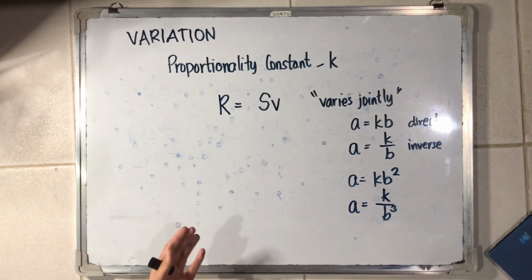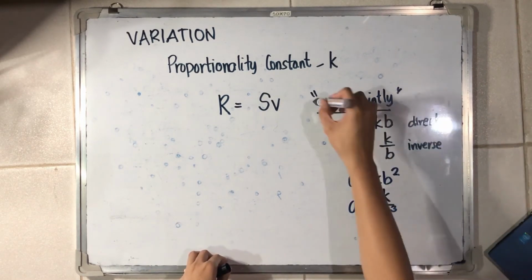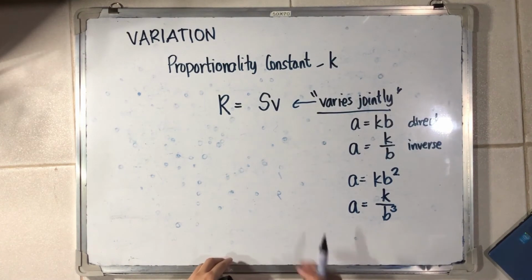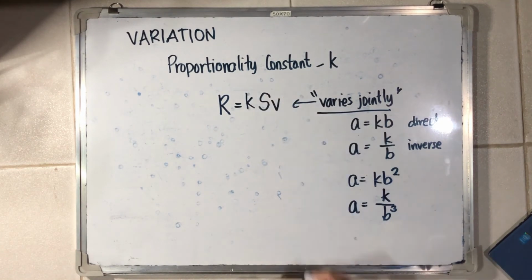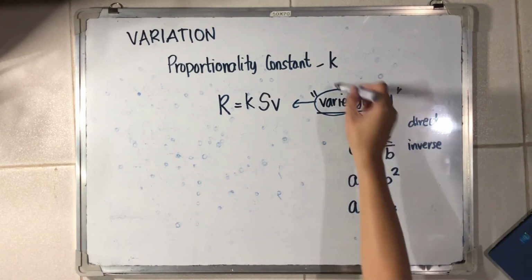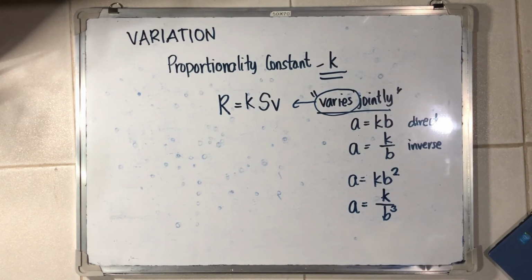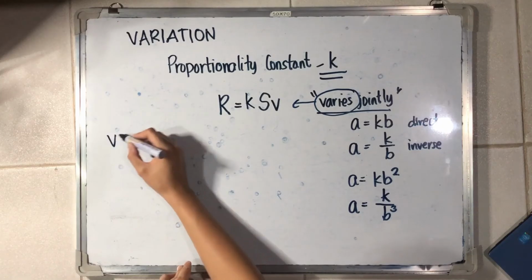So, for this problem, R varies jointly daw. Okay? So, ito yung jointly na sinasabi niya. Parang naka-multiply yung dalawang ibang variable. And don't forget, meron tayong proportionality constant palagi when we talk about variation. So, kung may mga varies na kayo nakikita, don't forget this variable palagi. Ayan. So, sabi niya, if the object is traveling 40 miles per hour, so I guess that's your velocity.